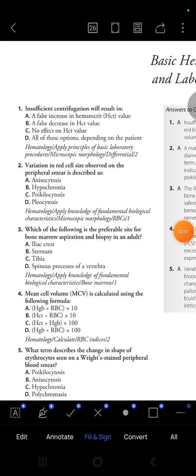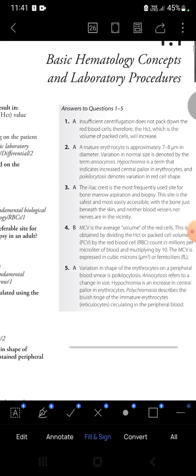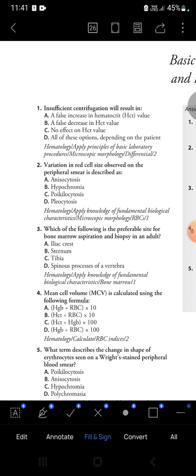Hello friends, so today we'll be having some MCQs regarding basic hematology and laboratory procedures, and I will also be telling you the answers with explanation so that you guys will have a good concept of the answers.